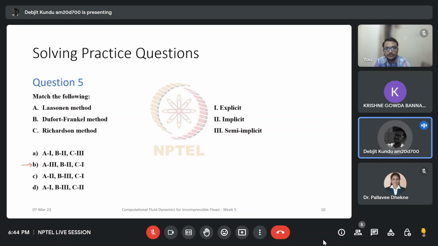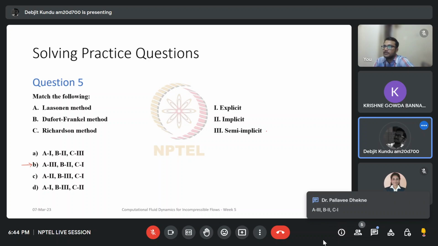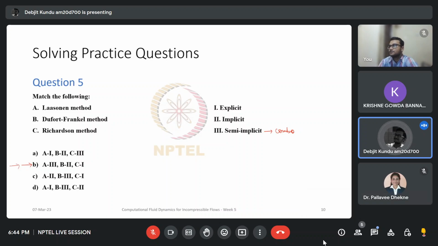Are Larson, Dufort-Frankel and Richardson explicit, implicit, or semi-implicit? Semi-implicit means a combination of explicit and implicit. A3, B2, C1. So okay, another response in favor of option B.